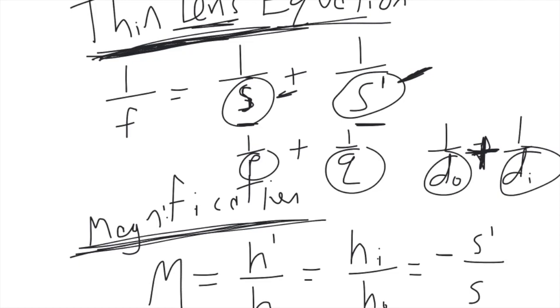So magnification equals image height divided by object height. If the image is bigger, you get a magnification bigger than 1. If the object is bigger, you get a magnification less than 1. You can also get it using the image and object distances. Magnification equals negative image distance divided by object distance.